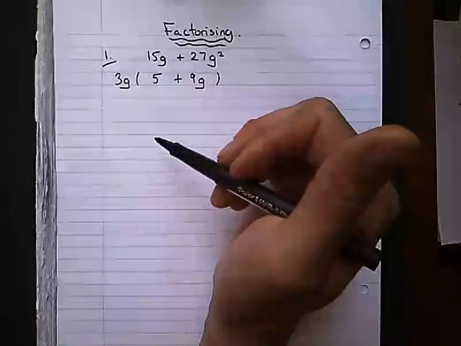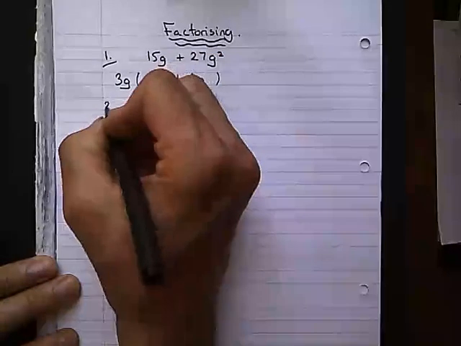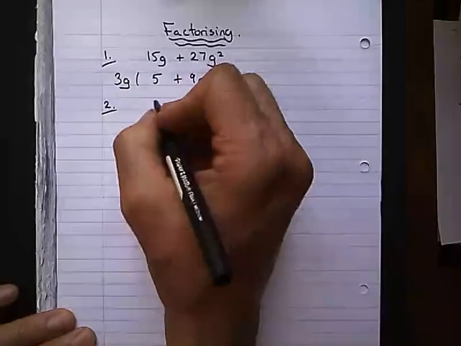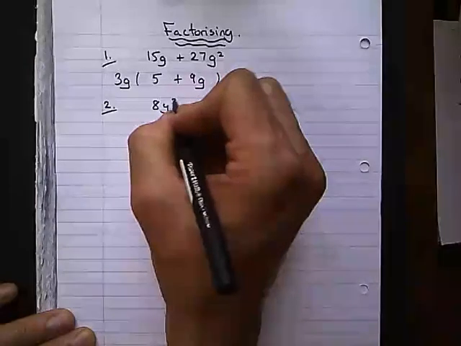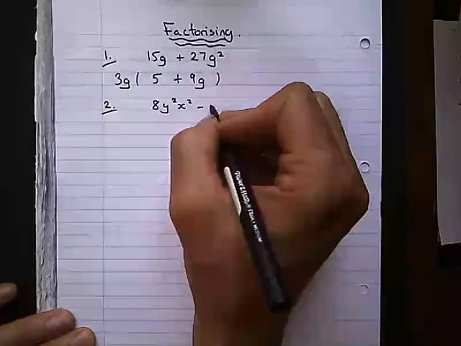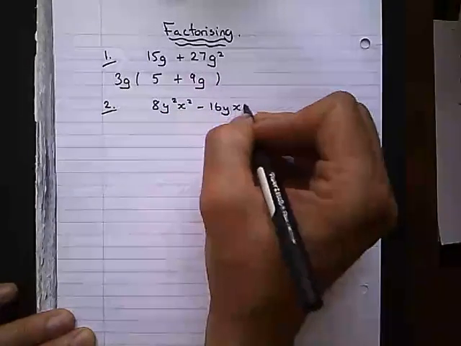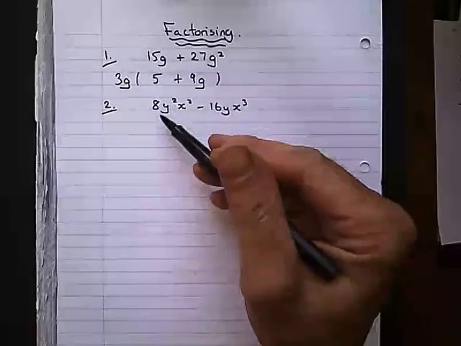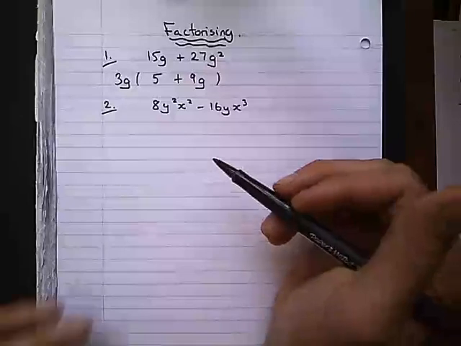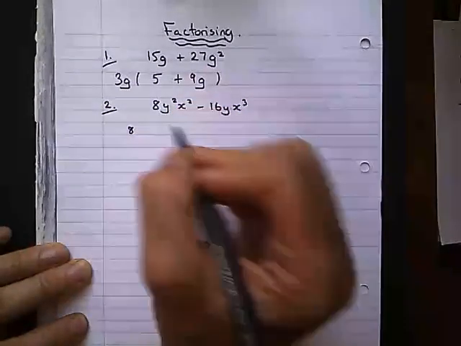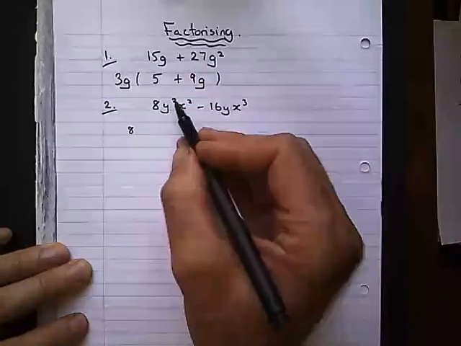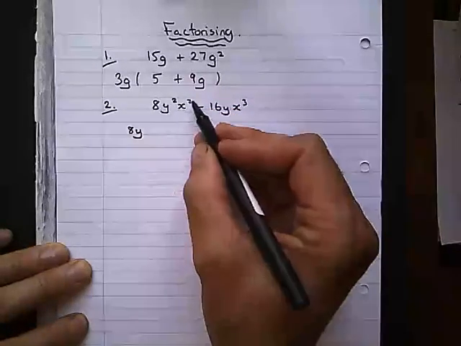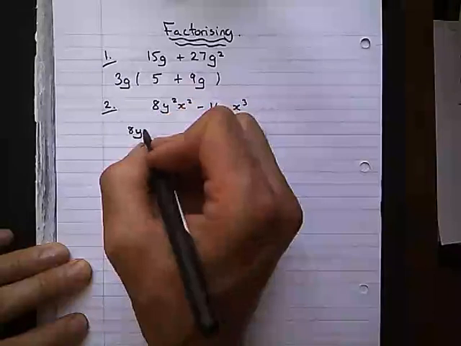Okay, so let's have a look at a slightly harder version of a one bracket factorisation: 8y squared x squared minus 16yx cubed. Start by looking at the numbers. What's common to both 8 and 16? Well, that will be 8, so 8's going to come outside my bracket. What's common to y squared and y? That will just be y. What's common to both x squared and x cubed? That will be x squared.